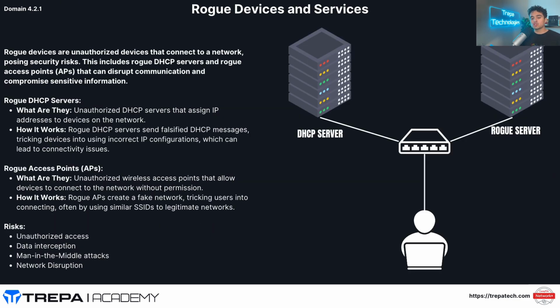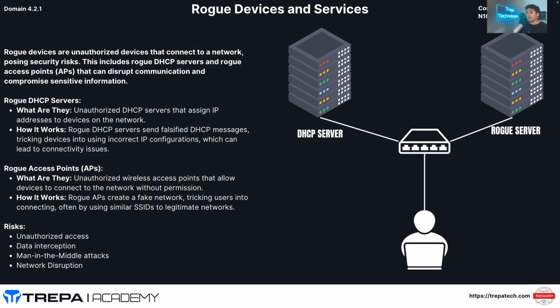Rogue devices and services. Rogue devices are any unauthorized devices that connect to the network. So this could be a rogue DHCP server. This could be an evil twin, which we're going to learn about in our next slide, or a rogue access point. There are some differences between a rogue access point and an evil twin. We'll go over that. A rogue access point is just any access point that's on the network that you didn't put there, and you're like, hey, this is not right.